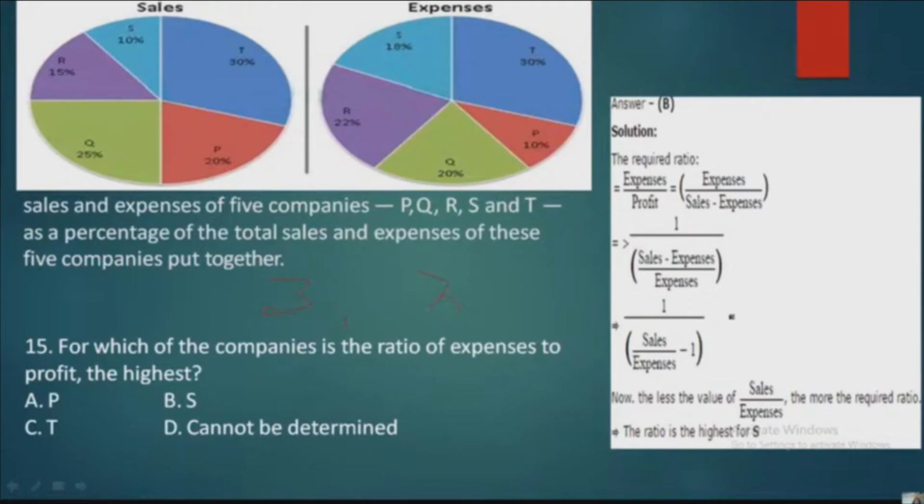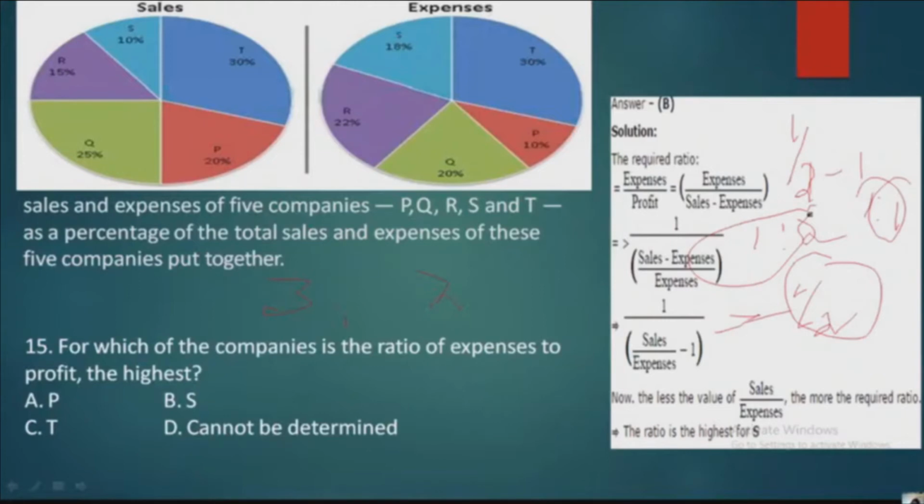Okay, so now what will it be here? 1 divided by 3 minus 1 is 2. So in the first case, it is 1 by 2 is the ratio, right? Now, if I take 1 divided by 2 minus 1, it is 1 is to 1. See, 1 is to 1. So 1 is to 1 is higher than 1 is to 2, right? 1 is to 1 is more than 1 is to 2. Okay, so you have to understand, more ratio required.